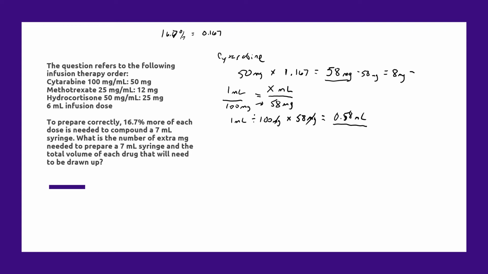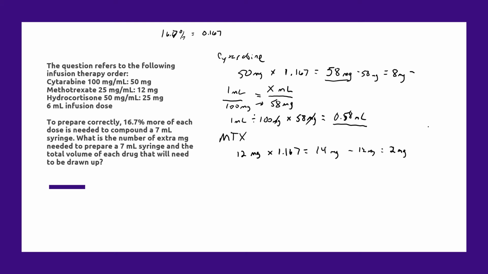Now we can simply do the same thing for the remaining ingredients. So for methotrexate, which I'll abbreviate as MTX, they're asking us for 12 milligrams, so we can multiply that by 1.167 to increase that by 16.7%. So 12 times 1.167 is going to be 14 milligrams. So that's going to be 2 more milligrams than what they provided us in the order to account for that overfill.